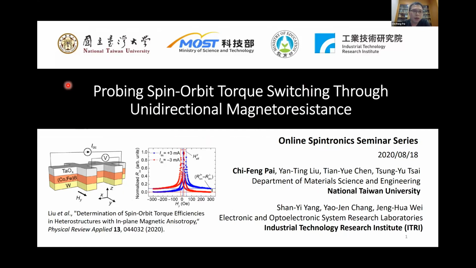The topic of my talk today will be probing spin orbital switching through unidirectional magnetoresistance. Although it will not be restricted to just unidirectional magnetoresistance, as you will see later, but this is the title. And my name again is Feng.